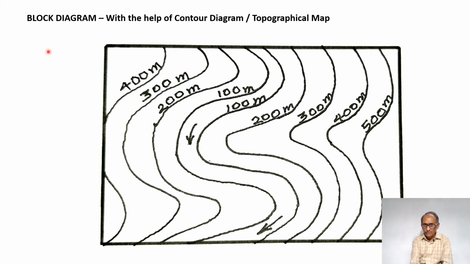So this is a contour diagram where you'll find that the arrow indicates that it is a river flowing in this direction, and the height is about 100 meters, and the height is increasing on this side, the height is also increasing on this side. So this is a river valley, a meandering river.